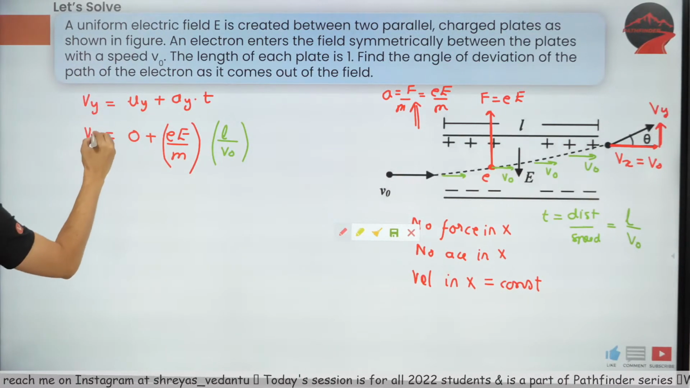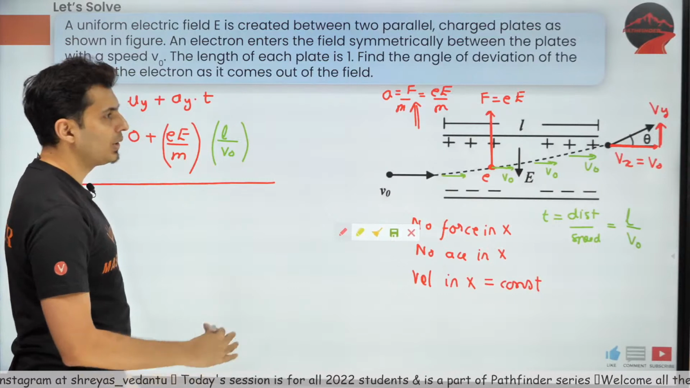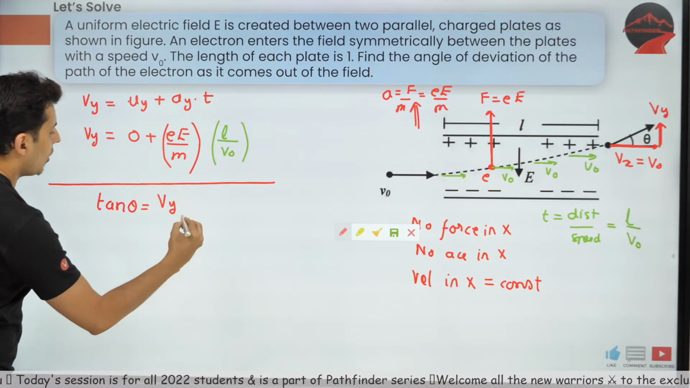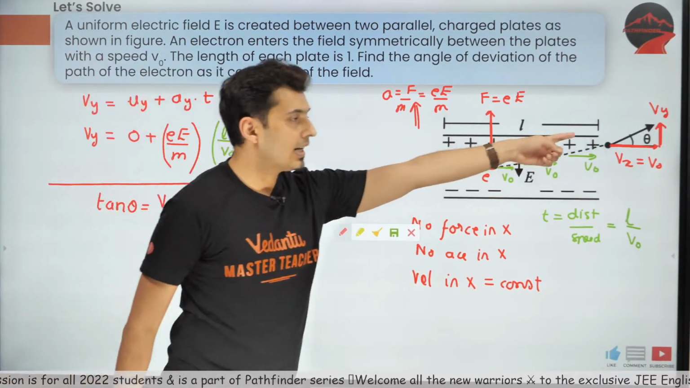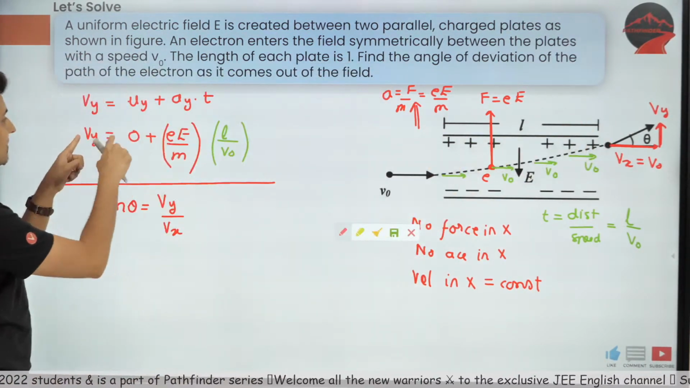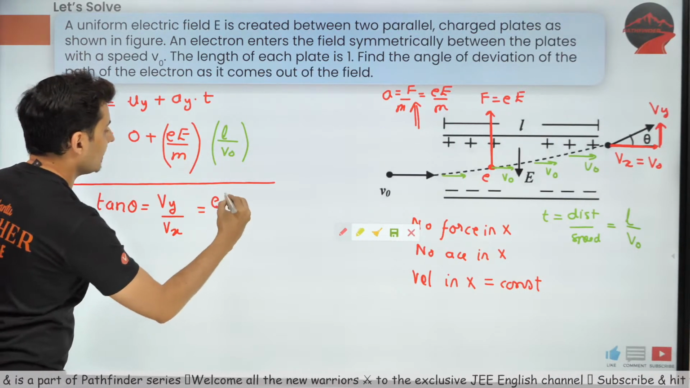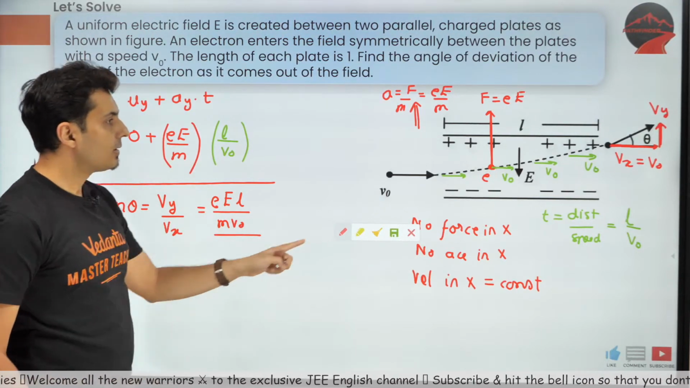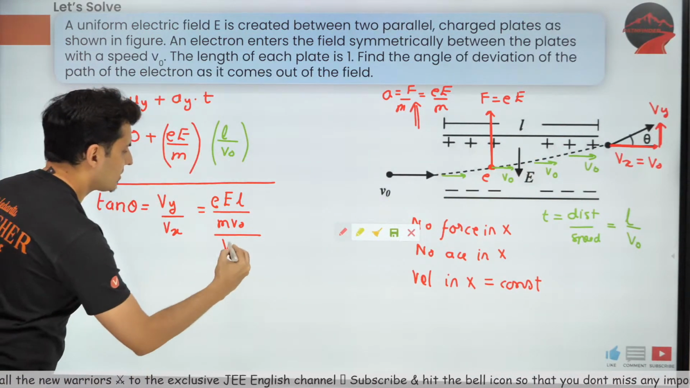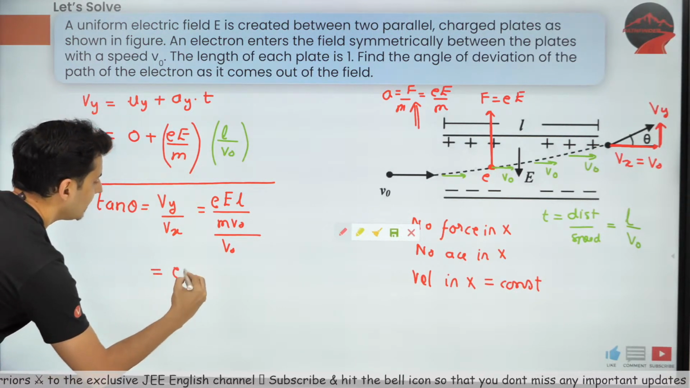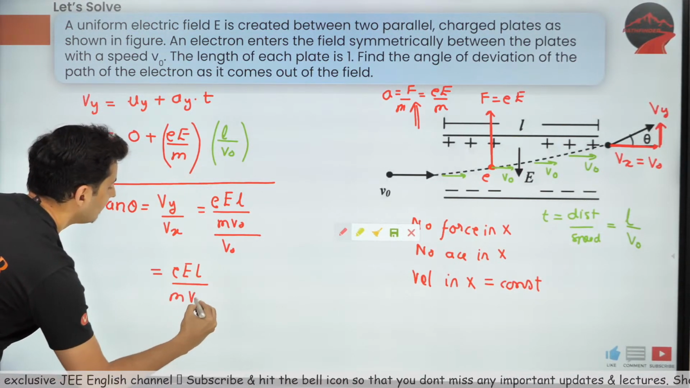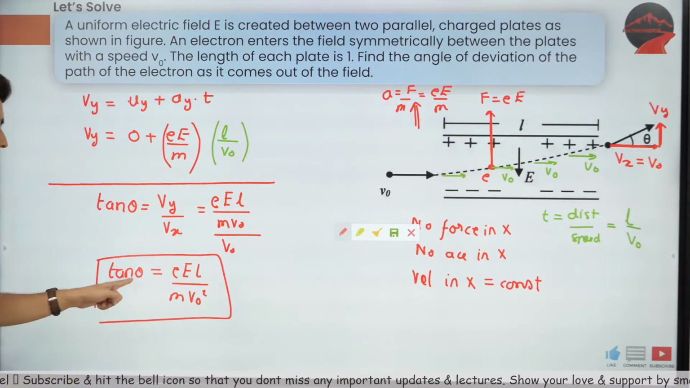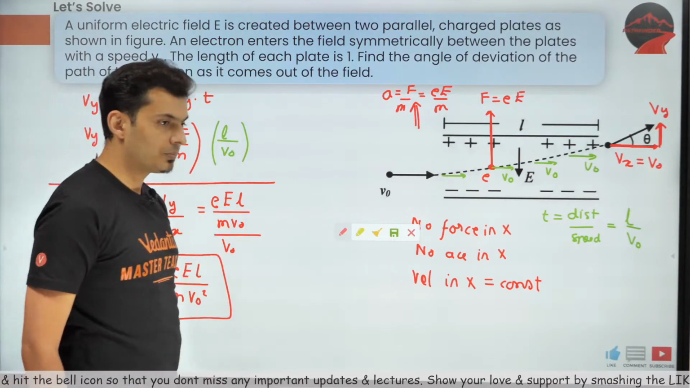Great. This is Vy. Now I think I'm ready to find out tan theta. Tan theta will be opposite by adjacent. Look at the triangle. What is Vy? It was EE L divided by m V naught, divided by Vx. What is Vx? It was just V naught. So this will be EE L divided by m V naught square. So this is tan of theta. If you want theta, it will be tan inverse of this value.